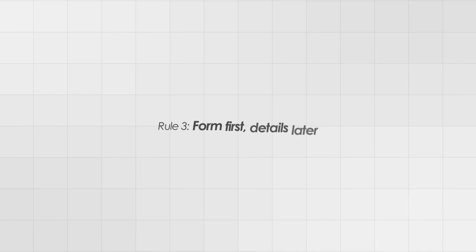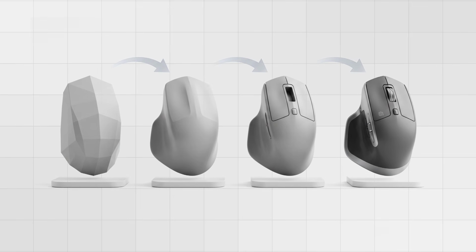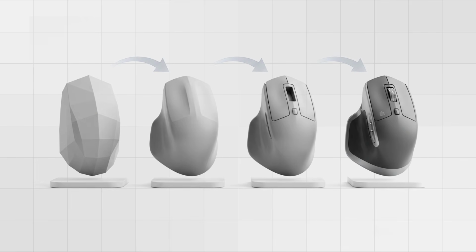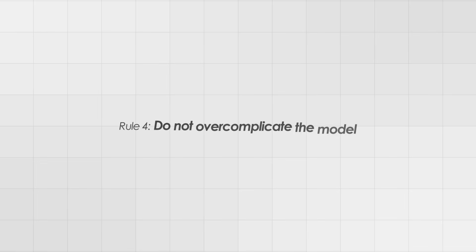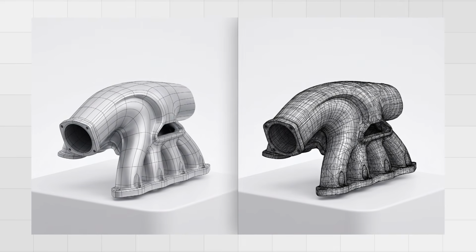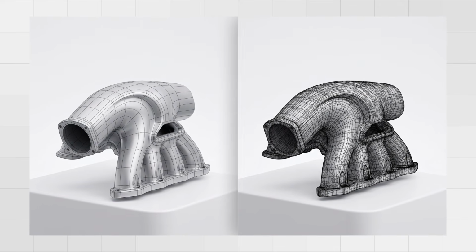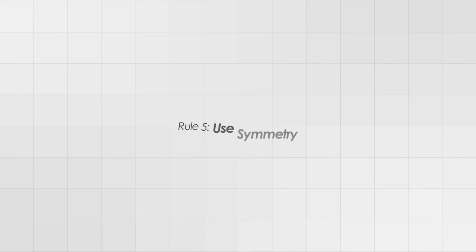Rule 3, form first, details later. One of the most common mistakes is adding details too early. In SubD, always focus on creating the main volume and overall shape first, and only then move on to smaller details. Rule 4, do not overcomplicate the model. A simpler model usually gives us more control. Try to achieve the desired shape with the minimum number of faces possible, and only add extra topology where it is truly needed.